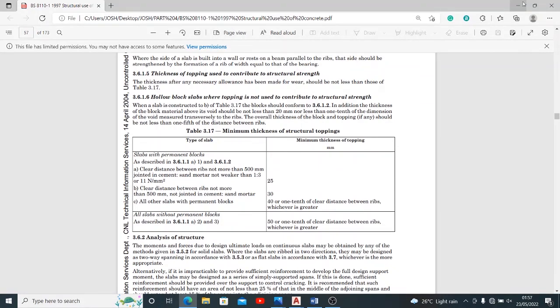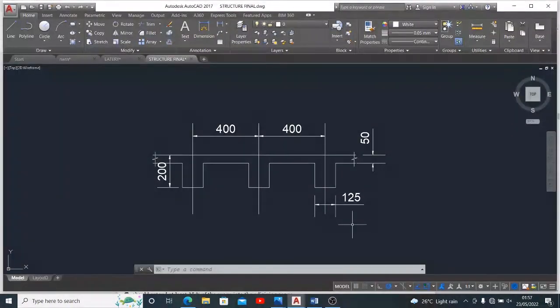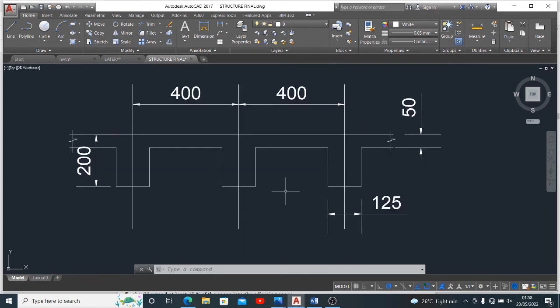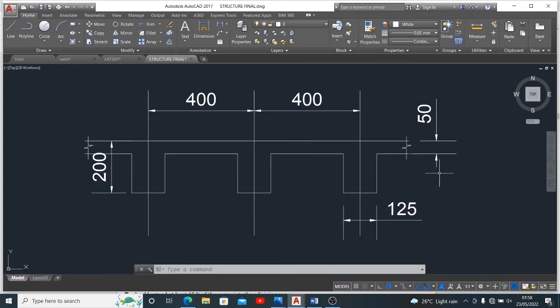Before we'll be able to do that, I like that we pay attention to this very section of our rib slab. Now we can see that the thickness of our topping is 50 mm, the width of our rib is 125 mm, and the spacing between two ribs is 400 mm. So from here we can actually begin our journey in obtaining our loadings.